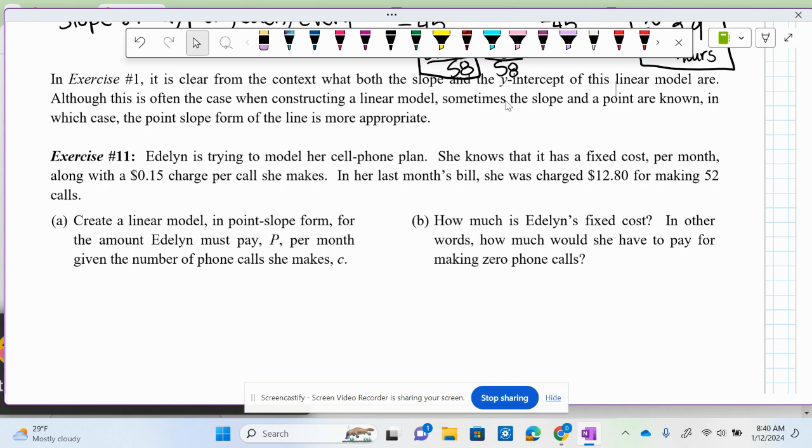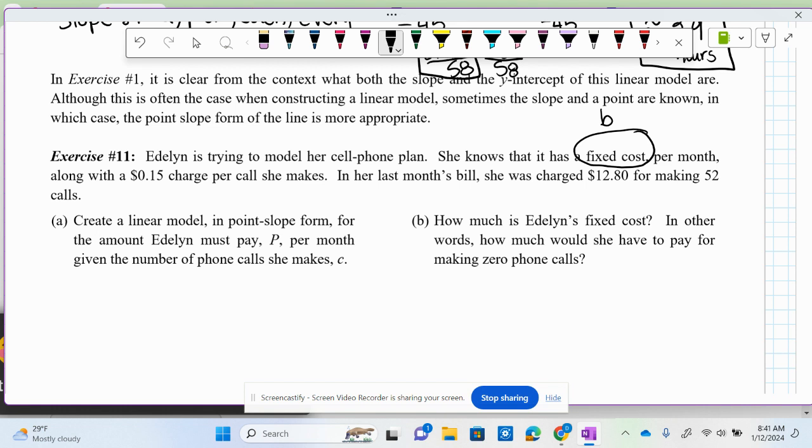She noted as a fixed cost per month, one of the 15-cent charge for cost. Perfect. Thank you so much, Raya. So fixed cost. What does fixed cost represent? It represents B. Good job. So this fixed cost is B. We don't know what it is, but we just know it represents B.